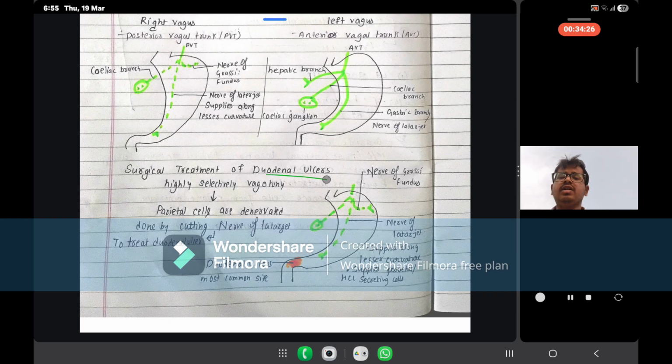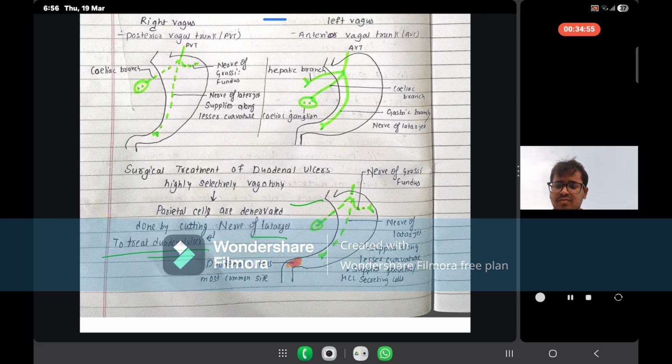Surgical treatment of duodenal ulcer. What will we do? In the duodenal ulcer, if there is an ulcer, we cut the nerve, then we will not be able to feel the pain. Surgical treatment of a gastric ulcer: highly selective vagotomy. So what will we do? Parietal cells are denervated by cutting the nerve of Latarjet to treat duodenal ulcer.